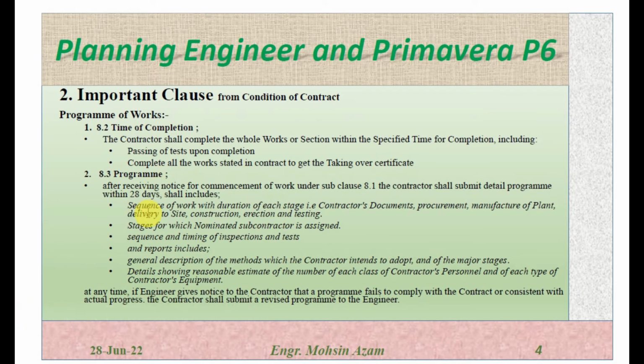What will be included in the program of work? Sequence of work with duration of each stage. So it should include the sequence of work and the duration for each stage or activity, i.e. contract document, procurement, and how much will be the sequence of these activities, and how much duration is required for the procurement of the material, manufacturing of plant, delivery of the material to the site, the construction, and the erection and testing. These are the stages actually.